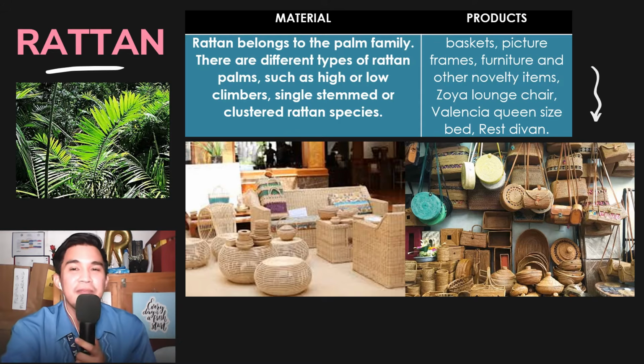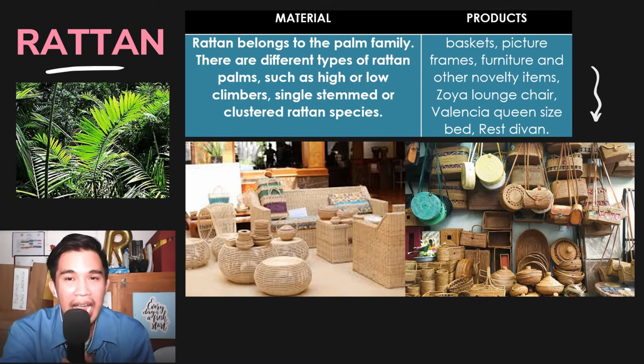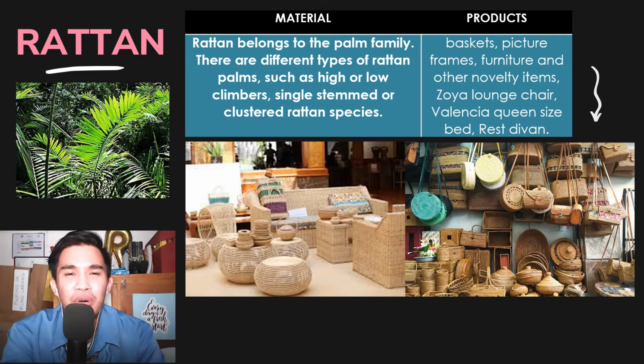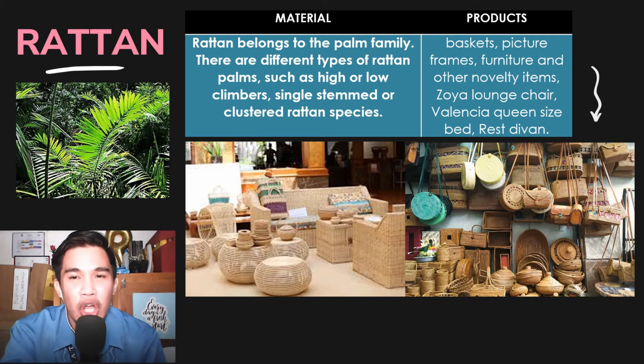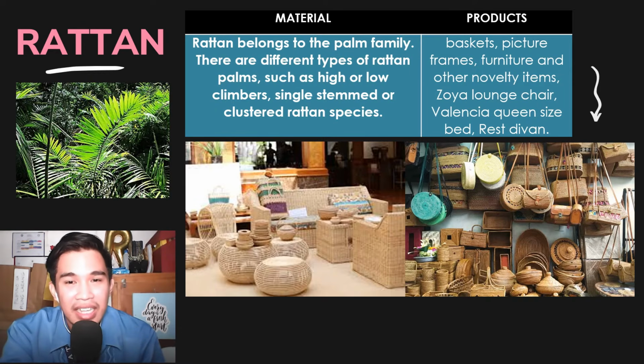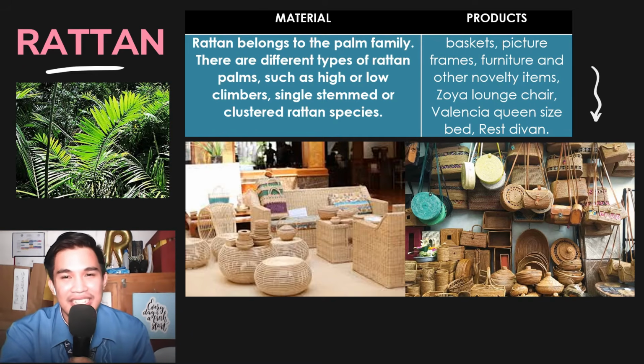An example of the products that you can create out of rattan is pwedeng baskets, picture frames, furniture and other novelty items, yung mga Zoya lounge chair. Usually meron din ito sa mga hotel, o sa mga bahay na very antique na. So you can see a Zoya lounge chair. And if you don't know how it looks, ayan, yung makikita niyo sa slide. So that is an example of a Zoya lounge chair.